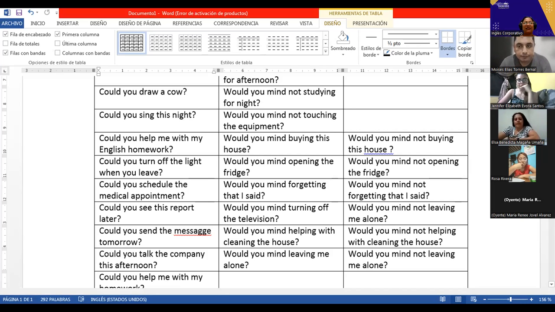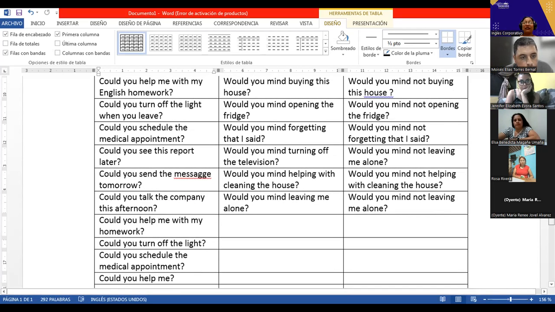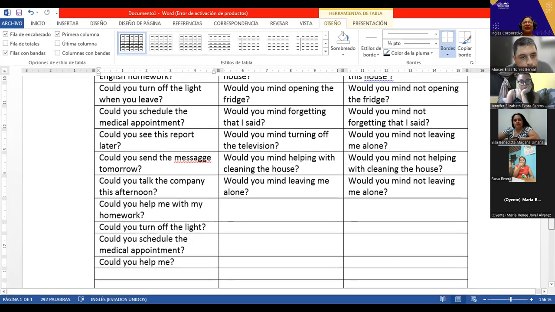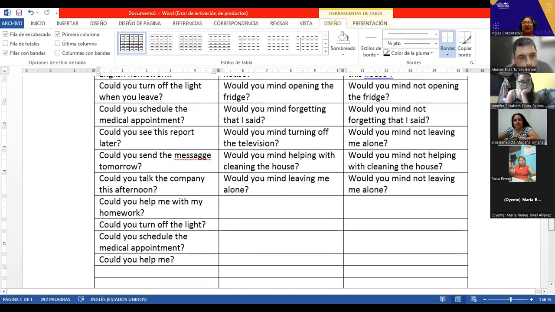Let's see. Could you turn off the light when you leave? Ahí estamos bien. Could you help me with my English homework? Ahí también. Could you sing this song? Les decía que solo bajo el contexto de si la persona es un cantante, right? And you are preparing an activity. Y él sí dijo que era for a Christmas party, okay? And then, could you see this report? Could you send the message tomorrow? Could you talk to the company this afternoon? Could you help me with my homework? Could you turn out the light? Could you schedule the medical appointment? And could you help me? Okay, yes.